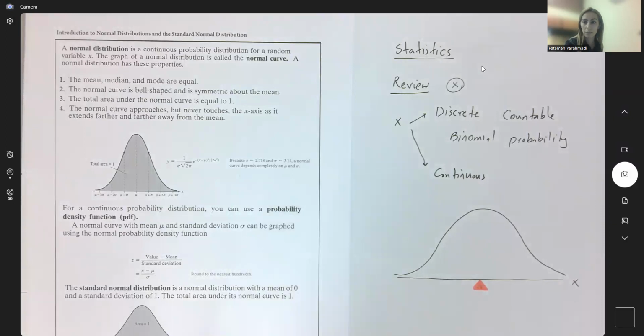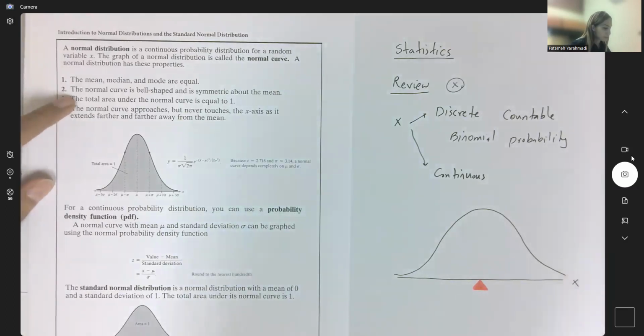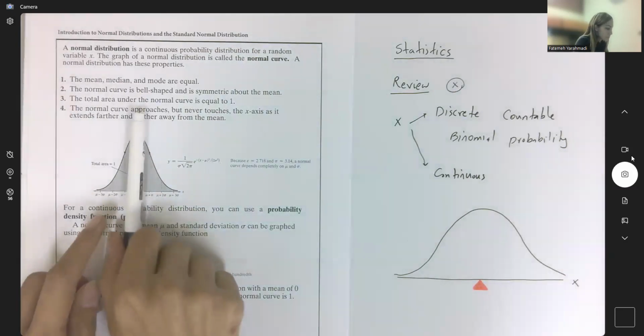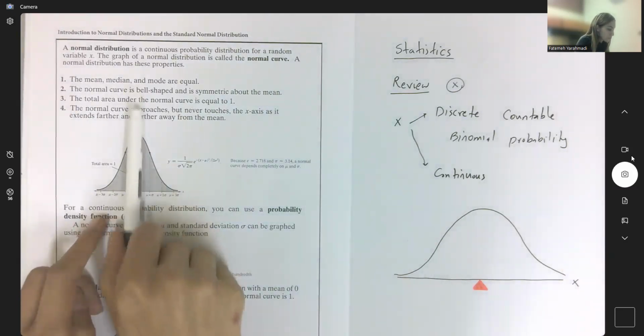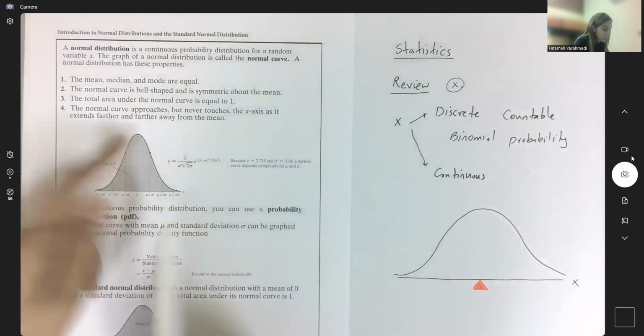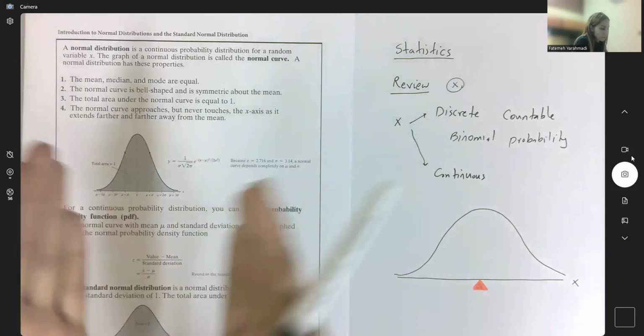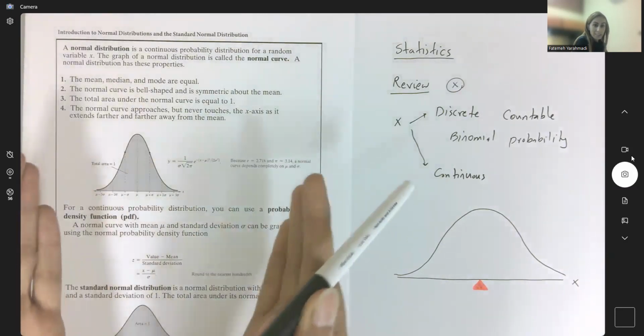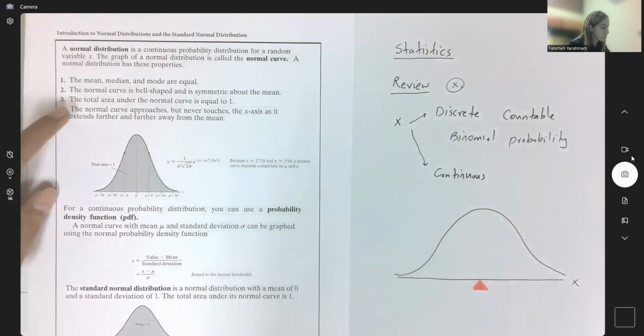And we discussed different types of measure of center, right? Perfect. The normal curve is bell-shaped and it's symmetric with respect to the mean. So if we use a vertical line that exactly passes through the mean, and if we flip this, you're going to see the symmetry. The total area under the normal curve is equal to 1.